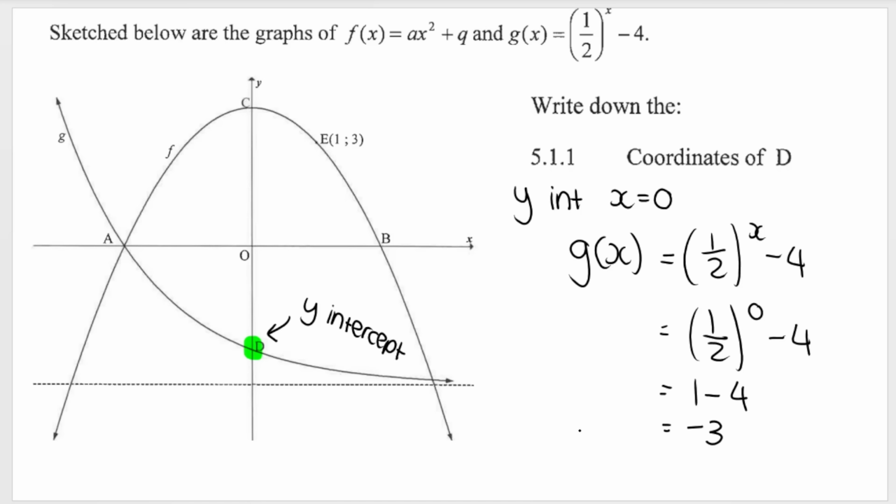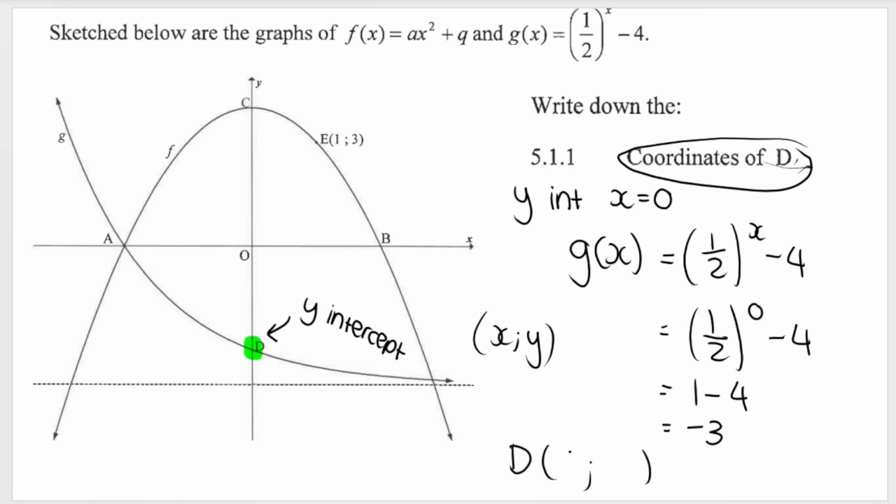Now, please be careful. They're asking for the coordinates of D, which means you need to give me a final answer in coordinate form. Remember, coordinates have an x and a y. So D, what is the x value? We made x 0. What is the y value? We just calculated it over here. It's -3. So that's your answer.